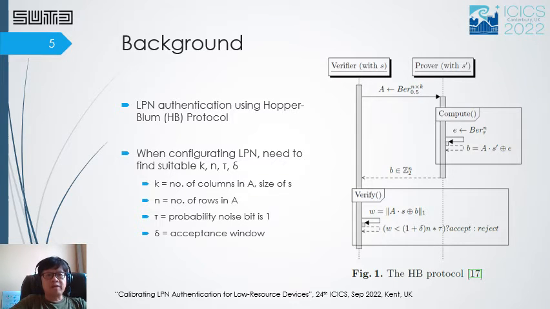The verifier computes its own dot product of A with the secret vector S, XORs it with the response B, and gets the Hamming weight. If the Hamming weight is within an acceptable value, which is directly proportional to the number of samples n and noise rate tau, then the authentication is okay.